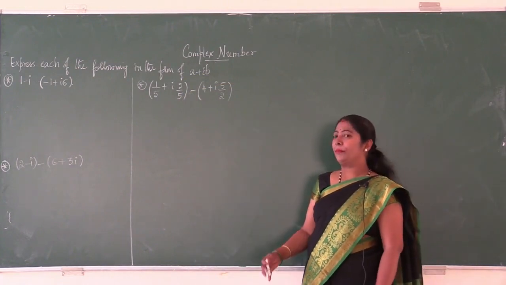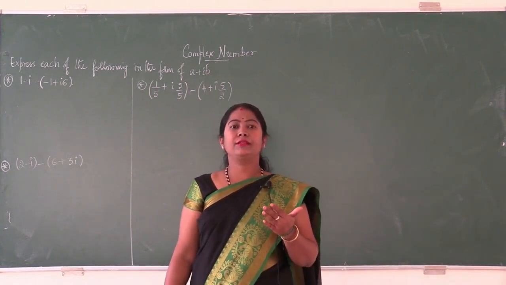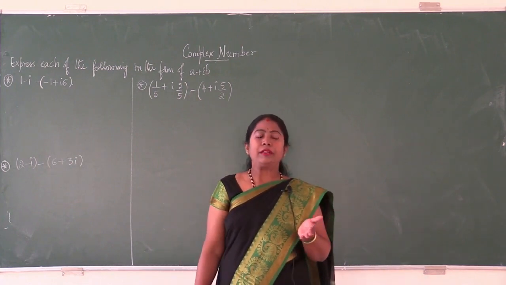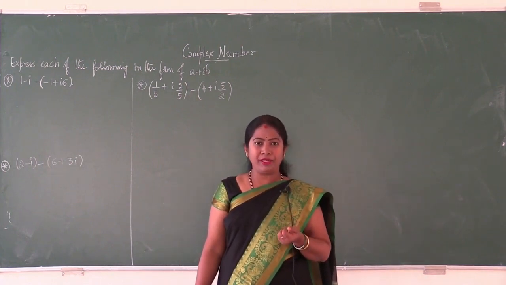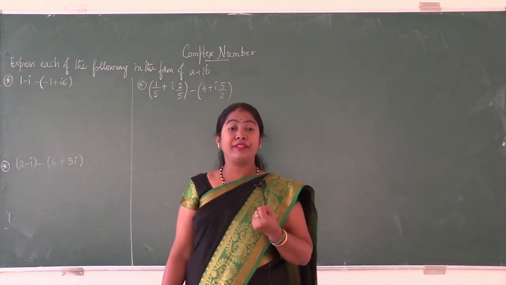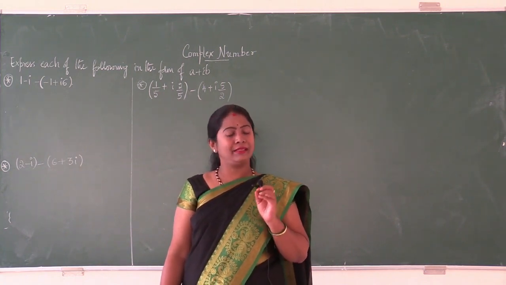Chapter name is complex number. In the previous sessions I discussed with you all the definition of complex number. A complex number is denoted in the form of a plus i into b or x plus i into y, which means it is a combination of real number and imaginary number. Imaginary number is denoted by small i.